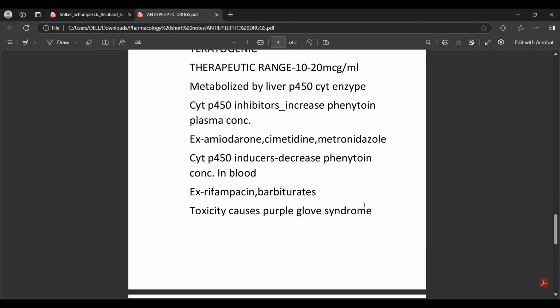And cytochrome P450 inhibitors, what happens? They inhibit the cytochrome P450 enzyme in the liver, so phenytoin cannot be metabolized anymore. So phenytoin accumulates in the plasma. Examples of cytochrome P450 inhibitors are amiodarone, cimetidine, and metronidazole. And on the other hand, some drugs induce this enzyme and will rapidly decrease phenytoin concentration in the blood, like rifampicin and barbiturates.